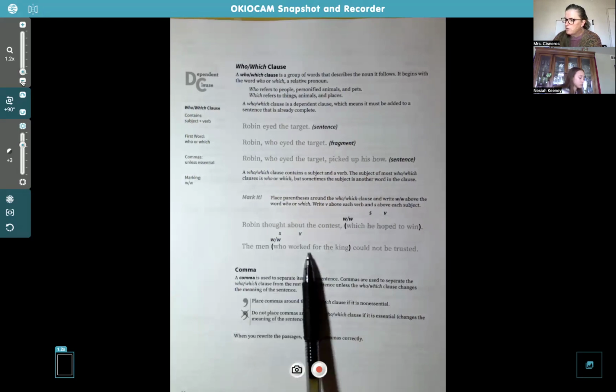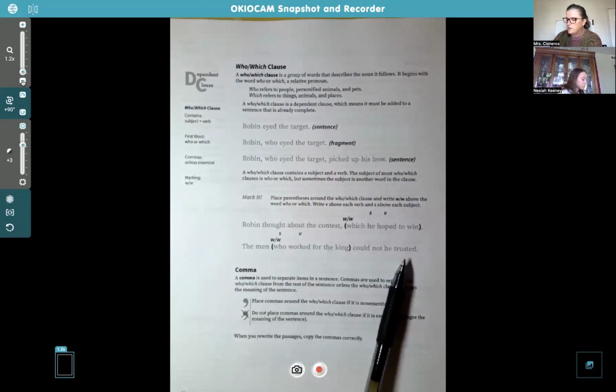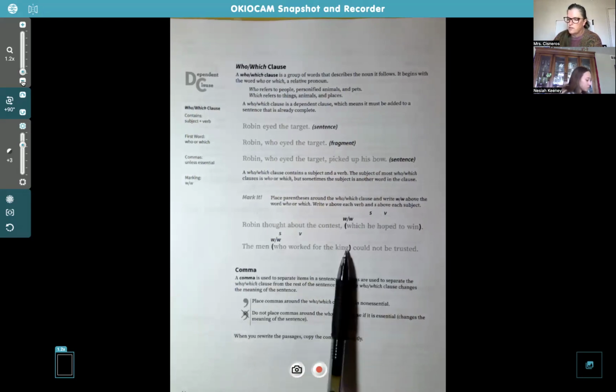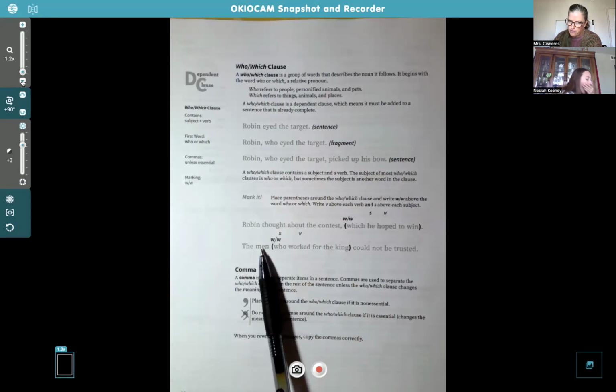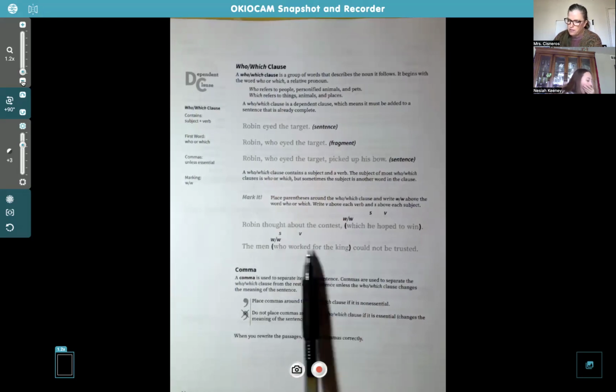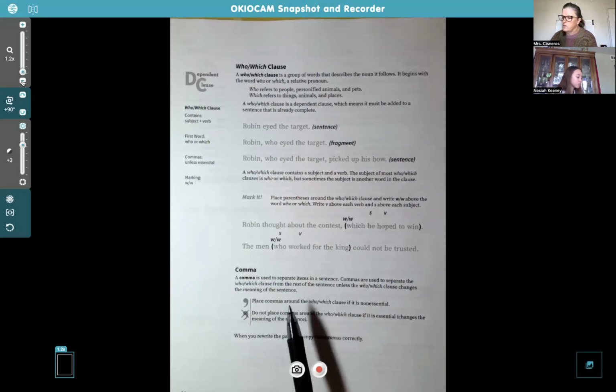The men who worked for the king could not be trusted. This one is coming in the middle of the sentence. So that who is going to be the subject. It's talking about the men, but the subject's inside that clause, and worked is the verb. Okay, so use parentheses to mark those.